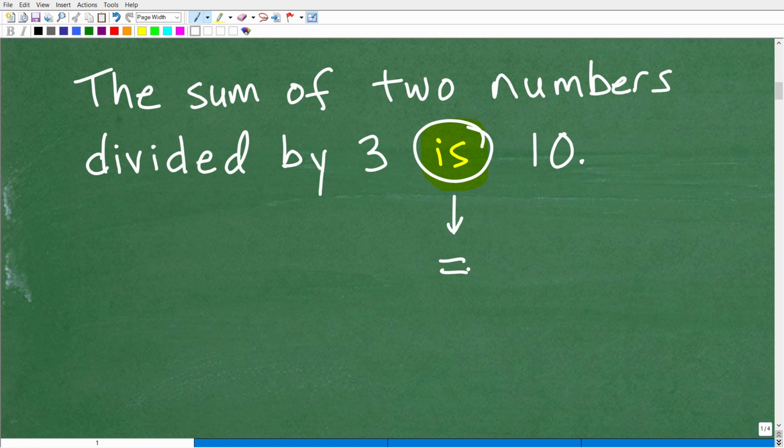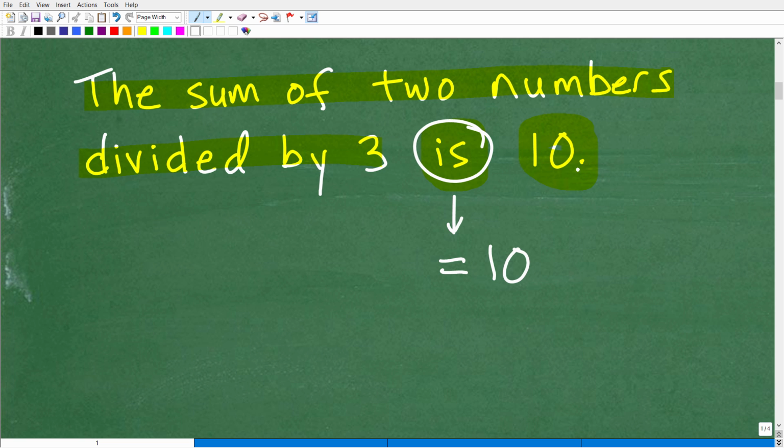If I say something is equal to, just imagine I could add that word "is" as the equal sign, okay? So let's just start with this. The sum of two numbers divided by 3 is what? Well, it's 10, okay? So something is equal to 10.